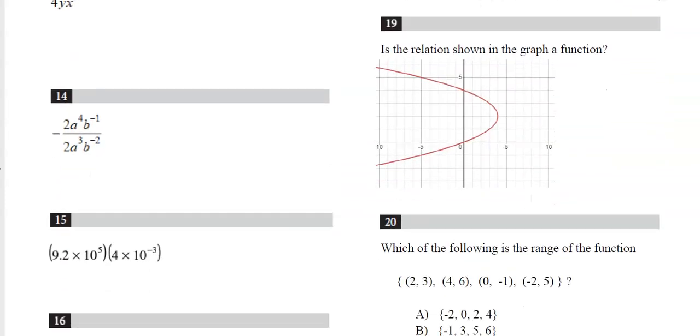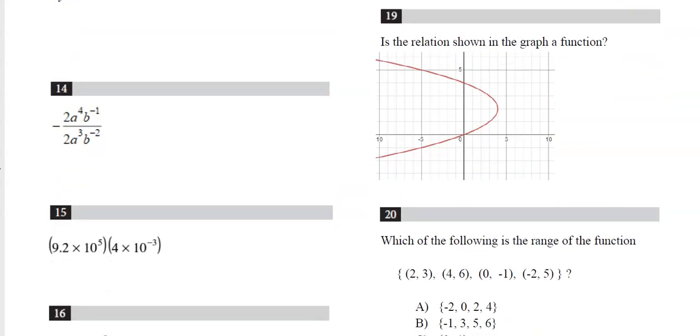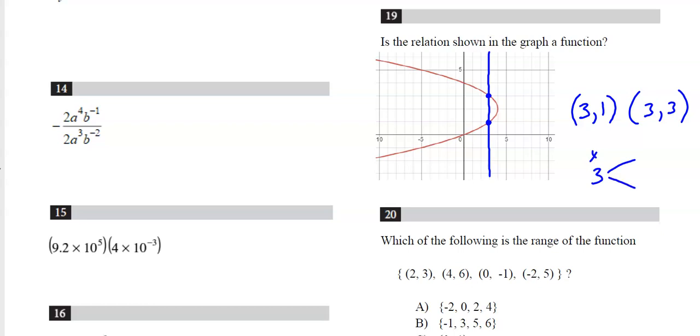In contrast to that, number 19, I've got major violations all over the place. If I pick this spot, say right here, I have a problem there and I have a problem there. How about I pick a better one? Maybe right here. If I look at this point, that's at (3, 1). And then if I look at this point, that's at (3, 3). So I had this x go to two different y's. So that was a problem. So it failed the vertical line test.